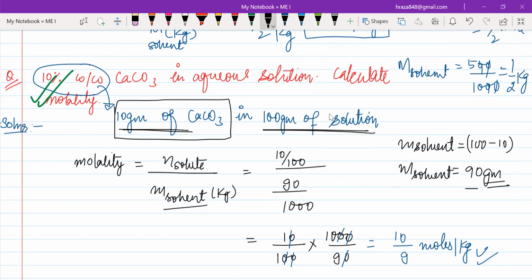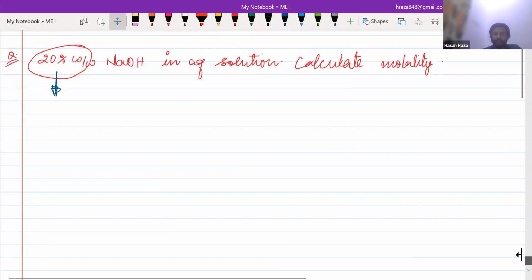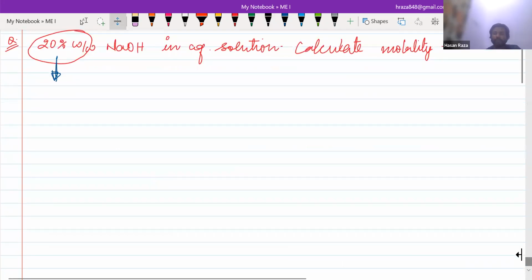Sir, solute. Can you be more specific? Which one is solute? Sir, 20% is the solute. 20% is the solute, or 20 gram is the mass of the solute?